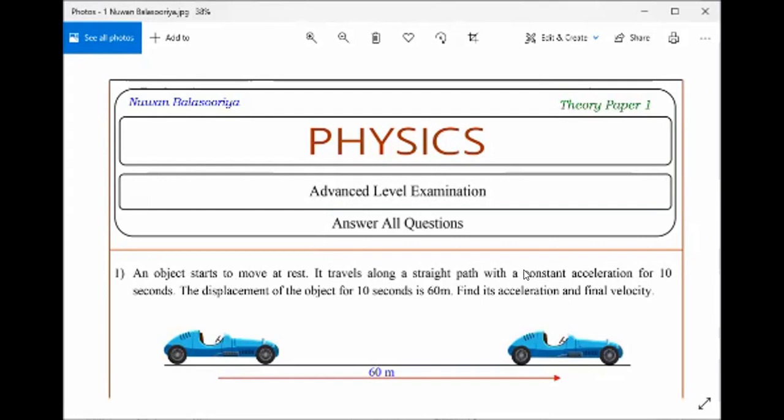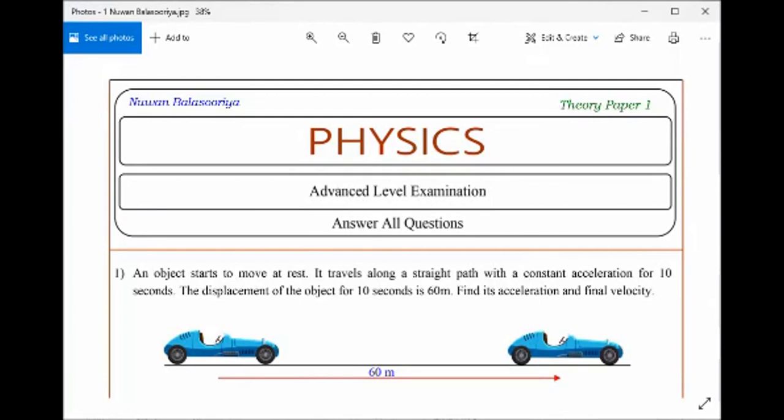An object starts to move at rest. It travels along a straight road with a constant acceleration for 10 seconds. The displacement of the object after 10 seconds is 60 meters. Find its acceleration and final velocity.